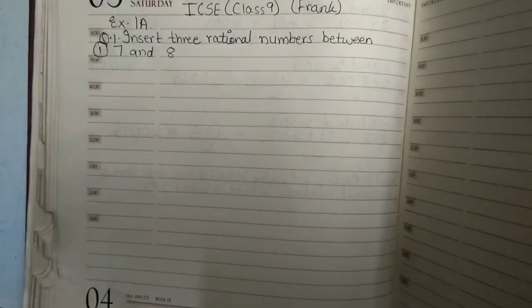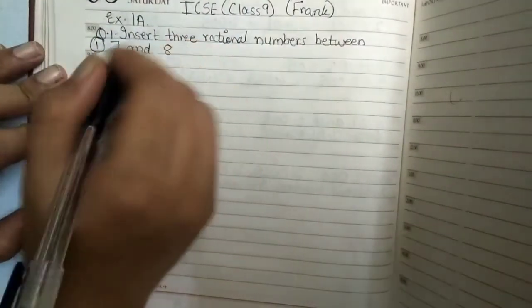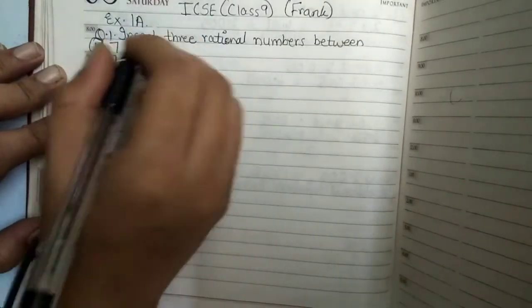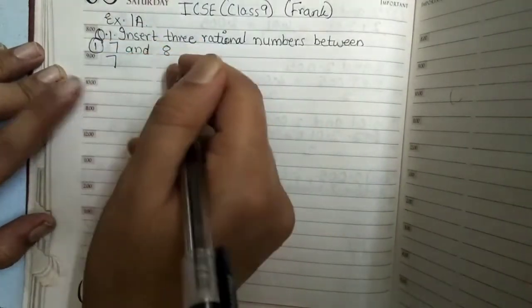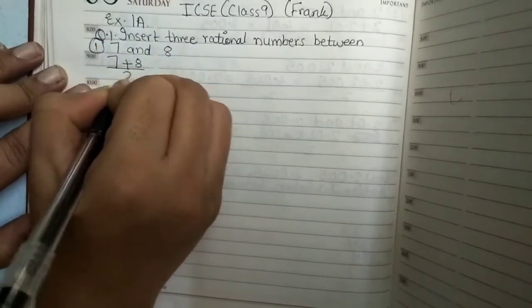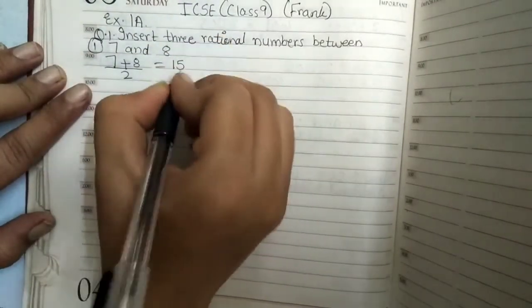Everyone, today we will be solving exercise 1A, question number 1, which says insert three rational numbers between 7 and 8. Now, here we will follow one common procedure so that you don't get confused and it becomes easy for you. Very simple, we are going to take the numbers given, 7 and 8, add them up and divide by 2. So it becomes 15 by 2.